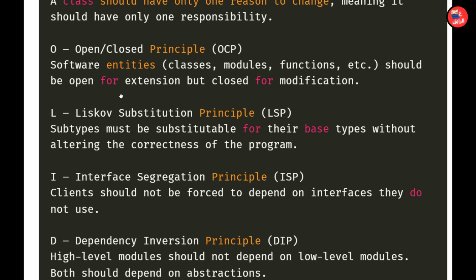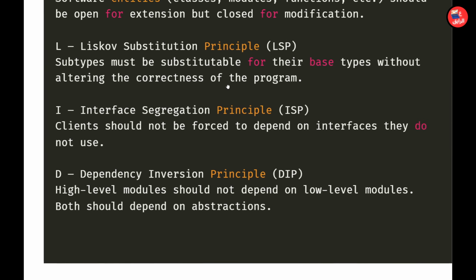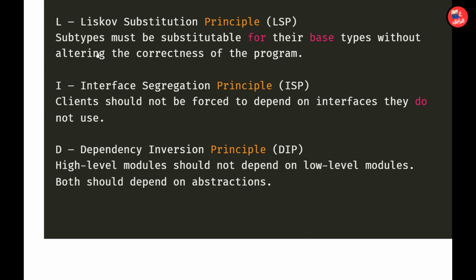Okay, the second one, character O. It stands for OCP, Open Closed Principle. What does this principle say? It says the software entities. What is meant by entities? The classes, modules, functions, and so on, should be open for extension, meaning they can be extended, adding functionality or new behavior to them, but closed for modification. Don't modify them.